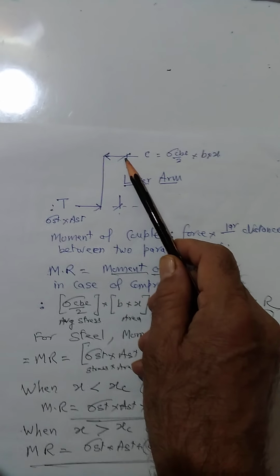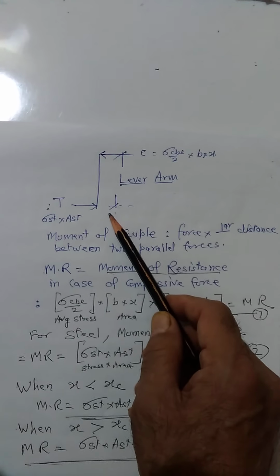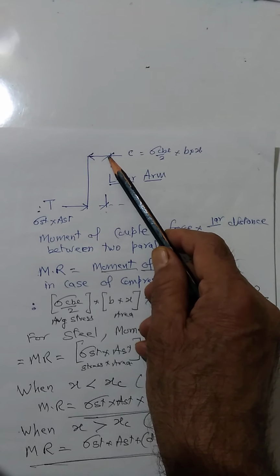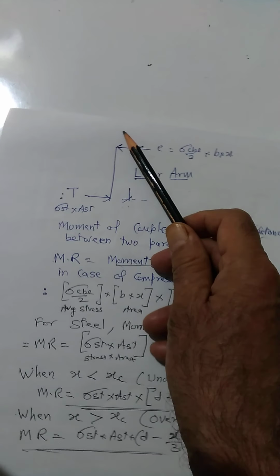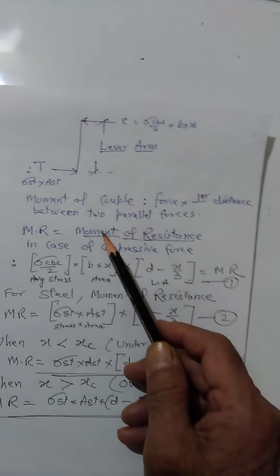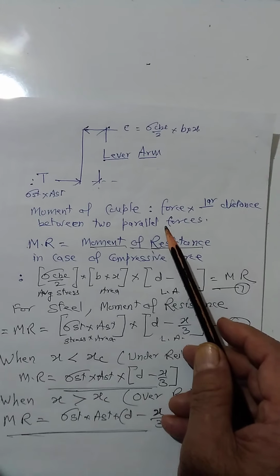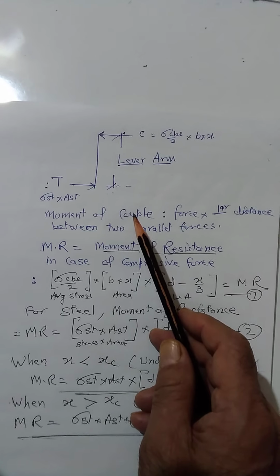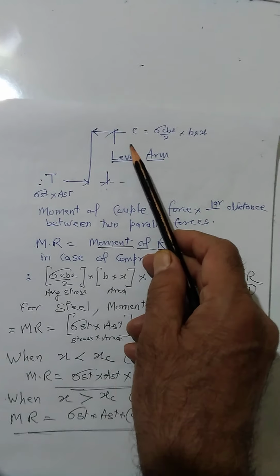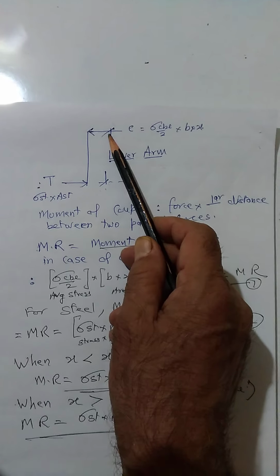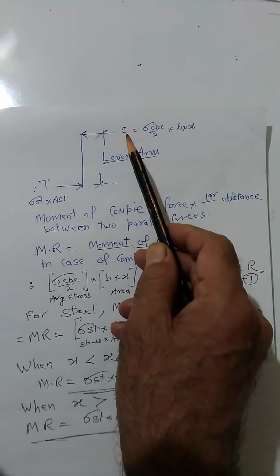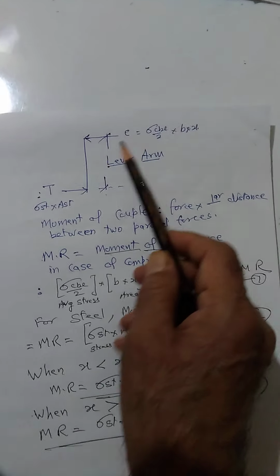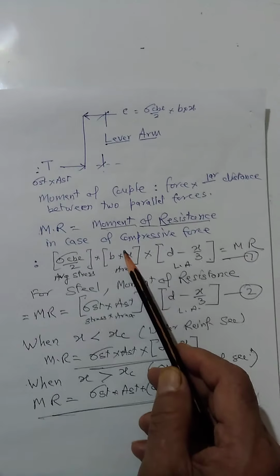So what is the distance of that lever arm, right from here to here? Total depth is D. This C acts at a distance of x by 3 from here. So total distance D minus x by 3 will give the value of the lever arm. And the moment of resistance for the concrete will be force in concrete into lever arm. That is sigma CBC by 2 into B into X, that is compressive force, acting at D minus x by 3.